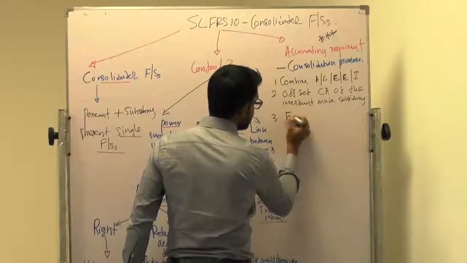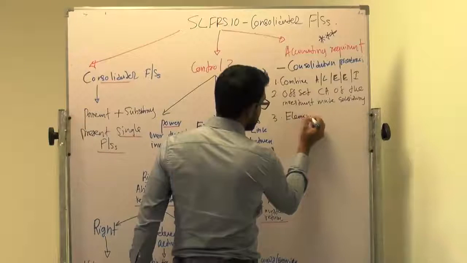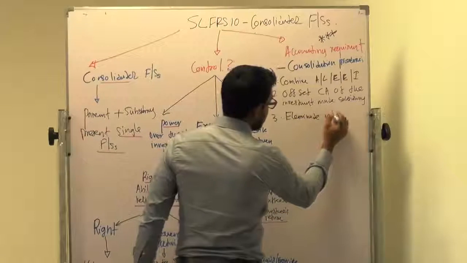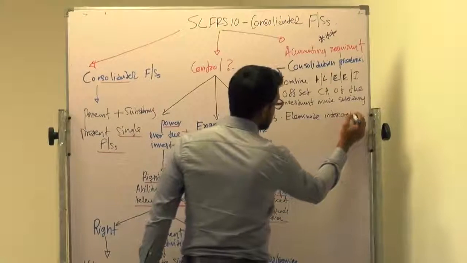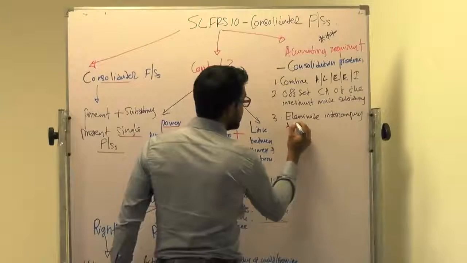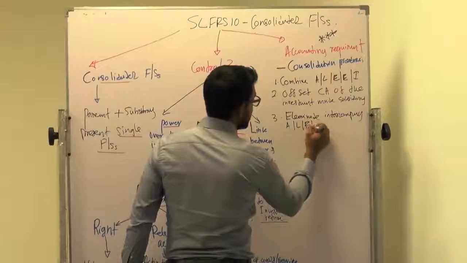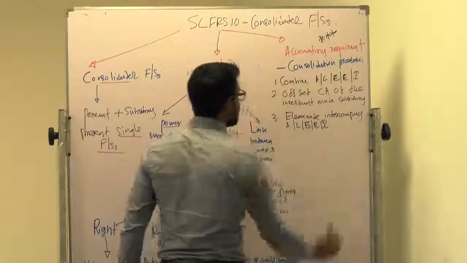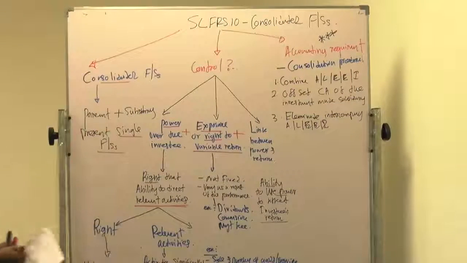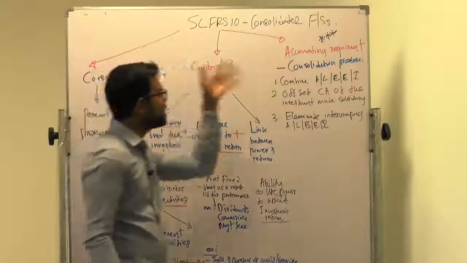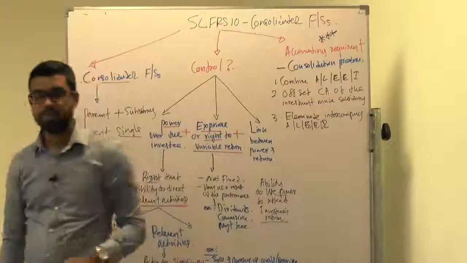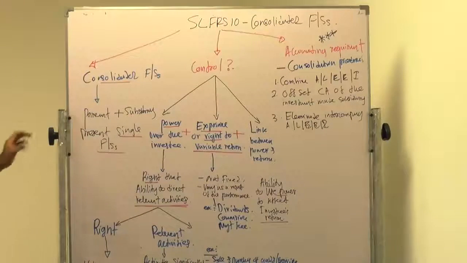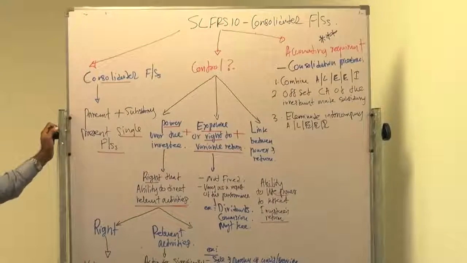So this is what the consolidation procedures require, the accounting requirement. It's not rocket science. Only three steps you need to follow. But you are trying to do what? Your understanding is that this is a very difficult thing.